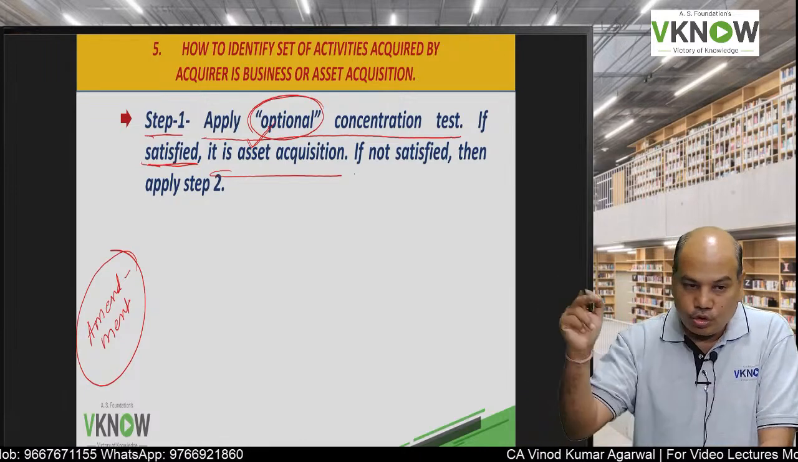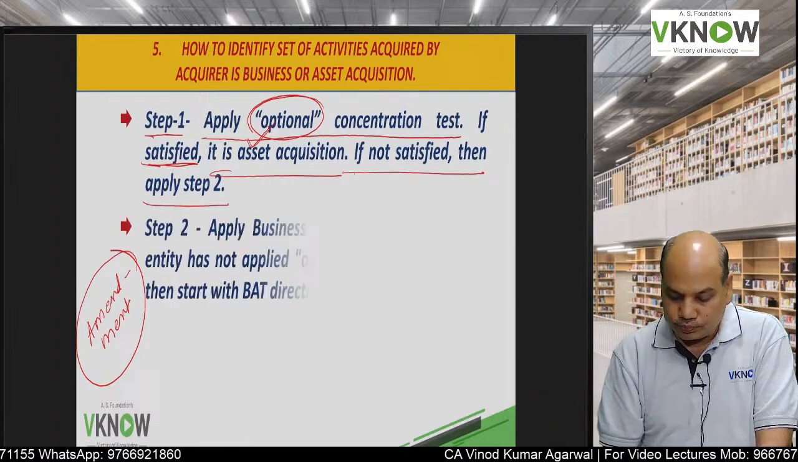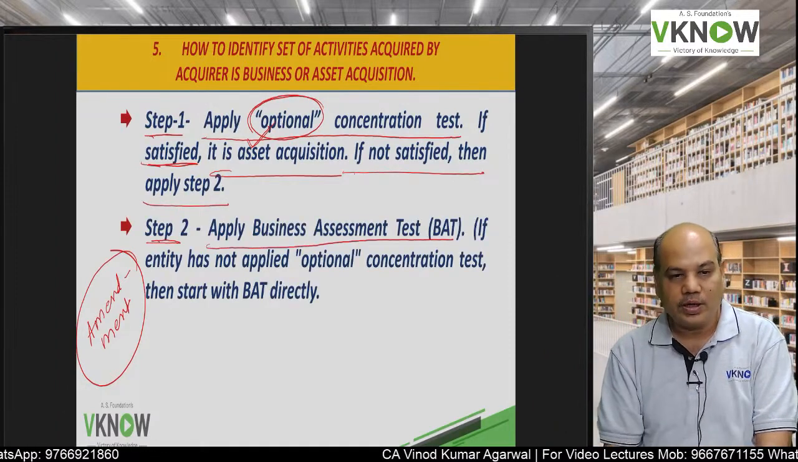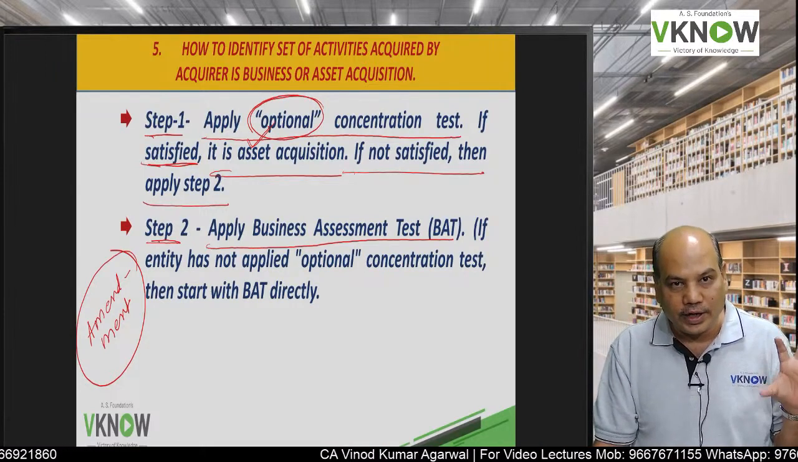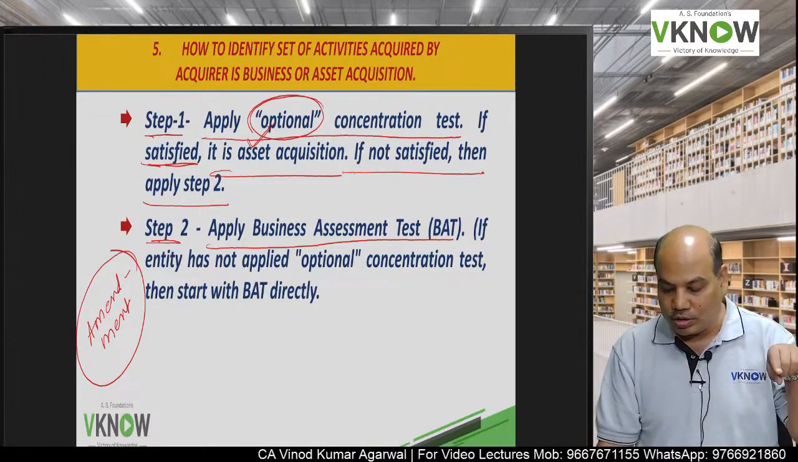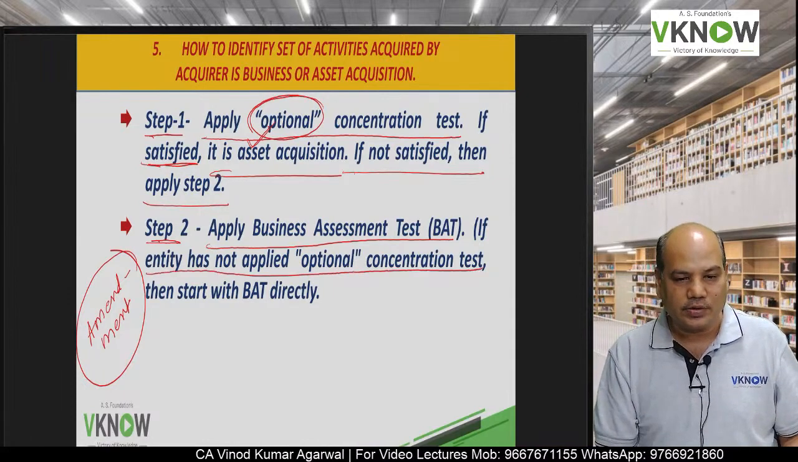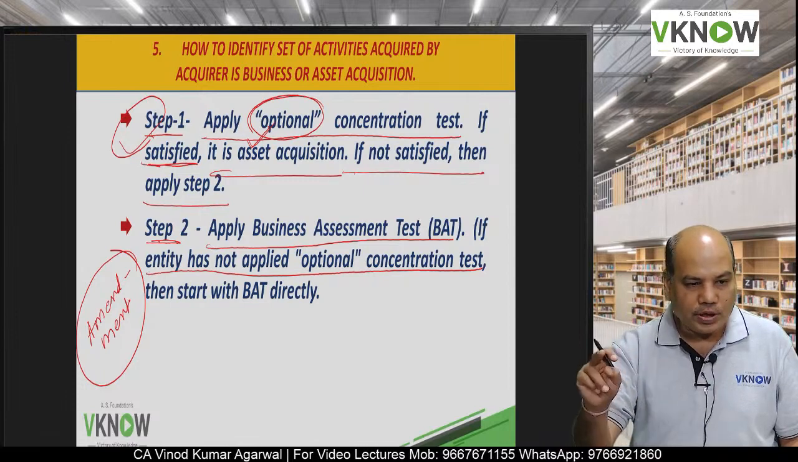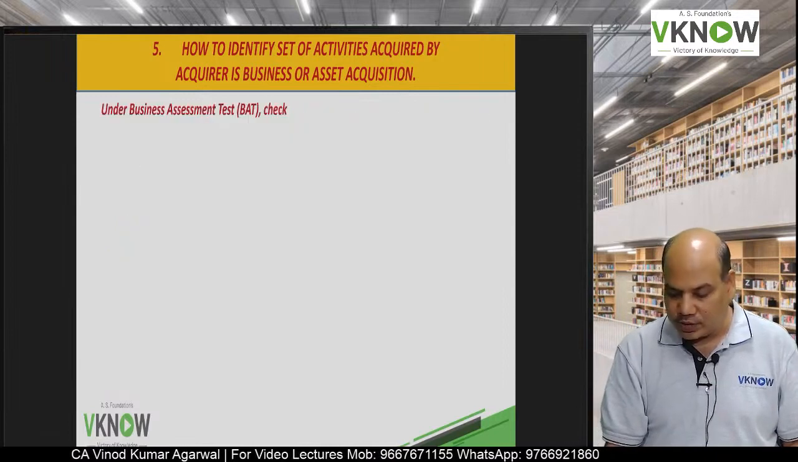If that condition is not satisfied, then you go to step number 2. What is step number 2? Apply the business assessment test. We will discuss it again because that is very important for identifying whether a set of activities is a business or not. If the entity has not applied the optional concentration test, as I said, this first step is optional, then directly start with the business assessment test.